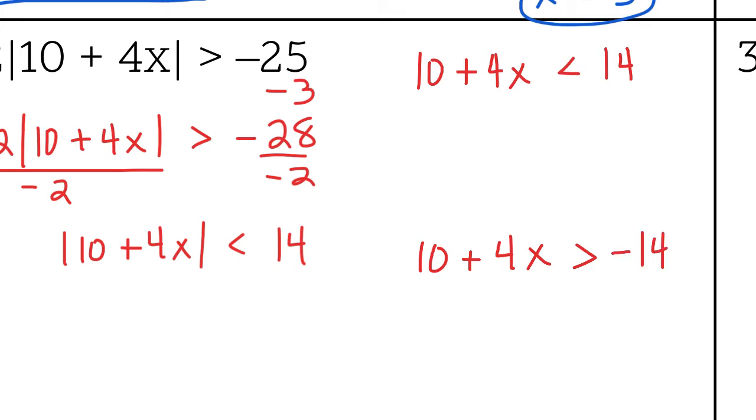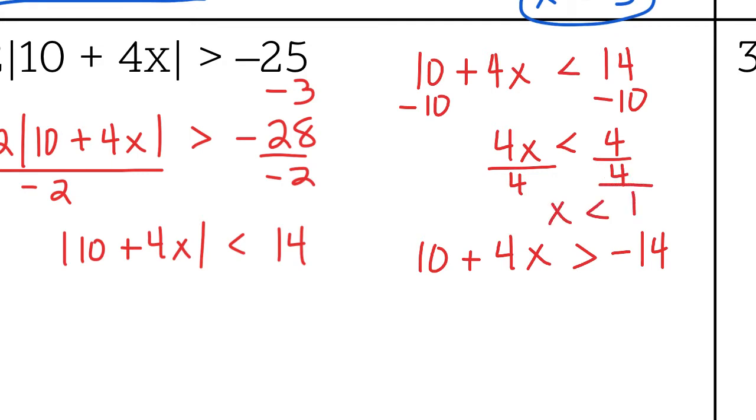Now let's solve these two inequalities. So I would start by subtracting 10. 4x is less than 4. Divide by 4, so x is less than 1. That's going to be one part of my answer.